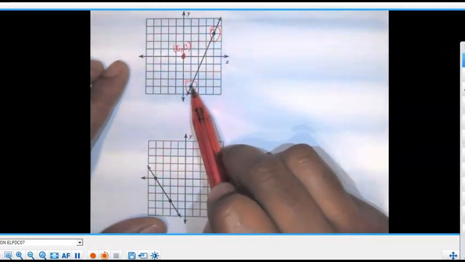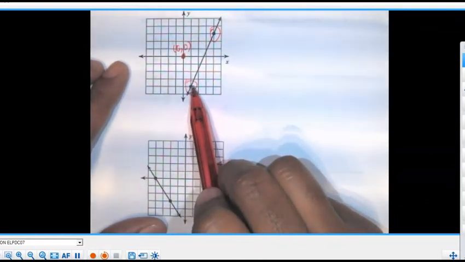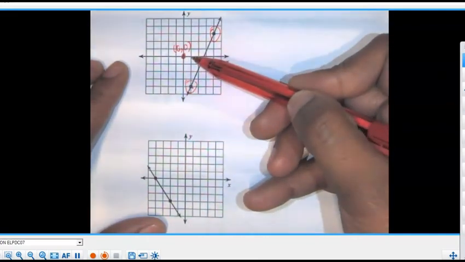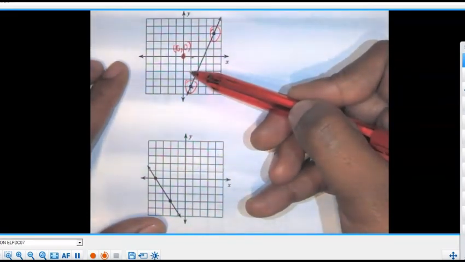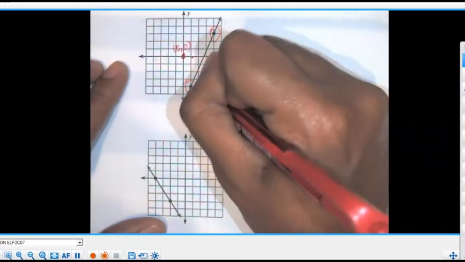So to go here, I'm going to go left or right first. So I notice, hey, the point is over this side. So I'm going to go how many jumps? Just 1 to the right. And I'm coming down. 1, 2, 3, 4. So this point is 1, negative 4.